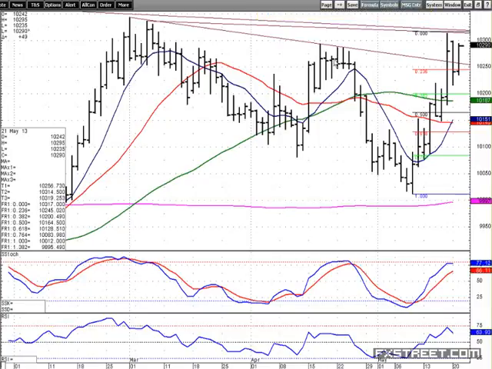Funnily enough, we do trade the Aussie Kiwi cross, yes. Is spread betting forex safe? Do you know what? It's safe if you know what you're doing. Right? It really is safe if you know what you're doing.